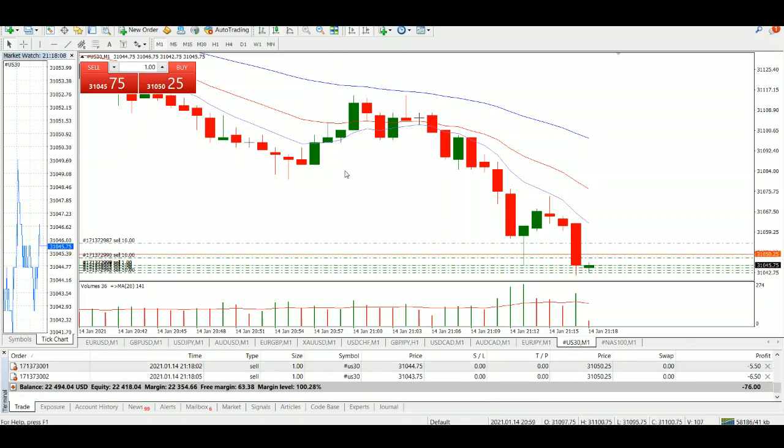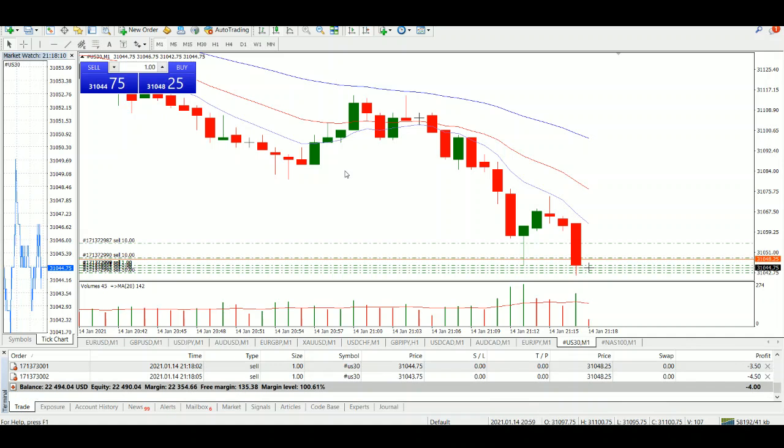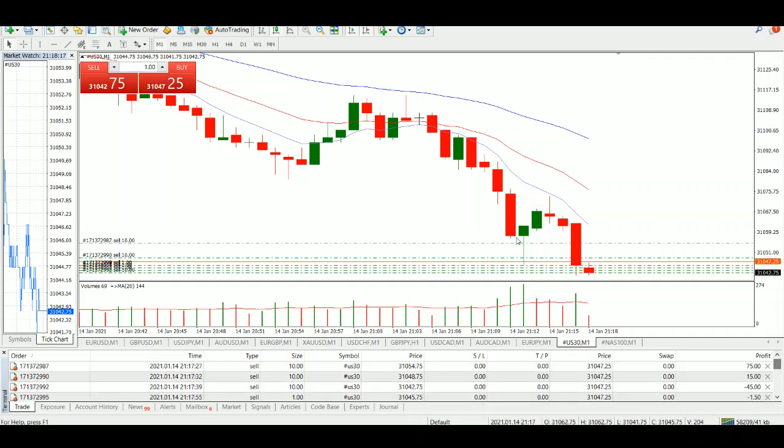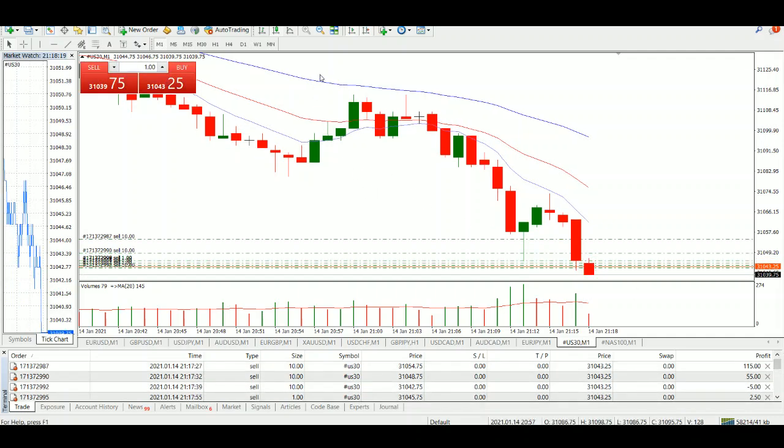Let's see, and hopefully this downtrend continues, because it will remain for a long time. I'm trading from a 22k account, and let's see how much profit I will be making.